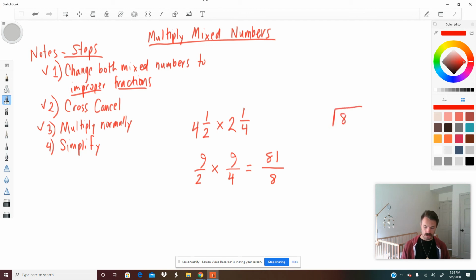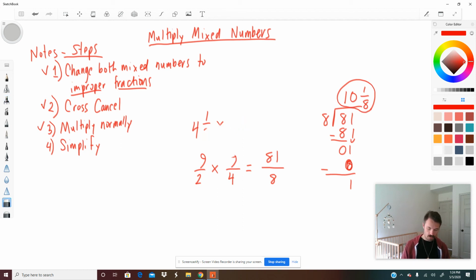So we divide 8 into 81. 8 can fit into itself once. 1 times 8 is 8. 8 minus 8 is 0. We bring down the 1. 8 can fit into 1 0 times. 0 times 8 is 0. I almost wrote 8. And 1 minus 0 is 1. Our remainder is our numerator. Our divisor is our denominator. The answer is 10 and 1/8. Let's do one more example together.